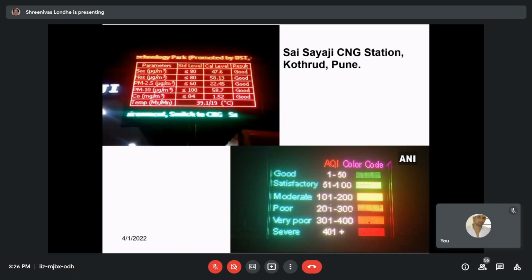The display can be seen, which gives you the concentration of the air quality parameters. These air quality parameters are typically SOx, NOx, PM2.5, PM10, and CO, carbon monoxide. It also gives you a chart about the AQI, the air quality index, whether it is good, satisfactory, moderate, etc. This gives you an idea about the status of the air, or how much pollution is in the air at the present moment. So if there is going to be any problem, you can take some preventive measures.